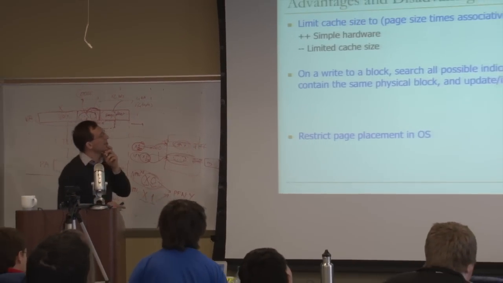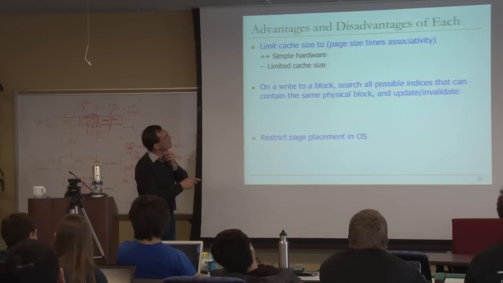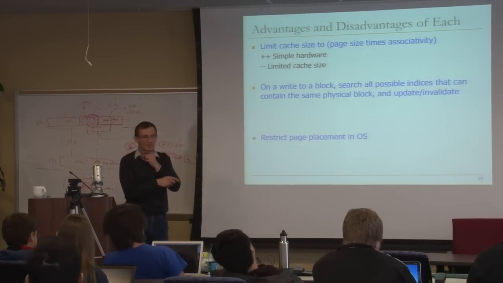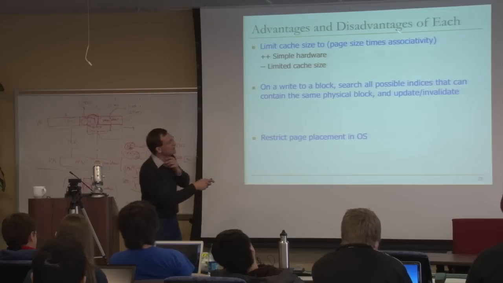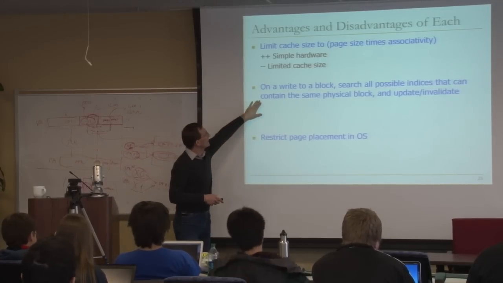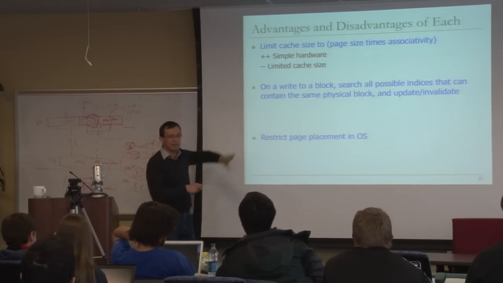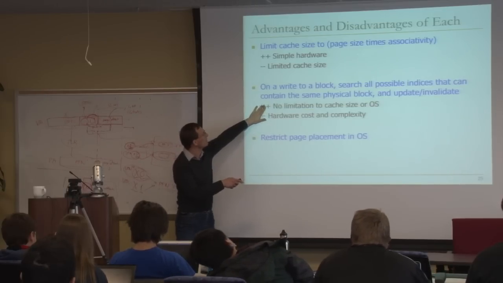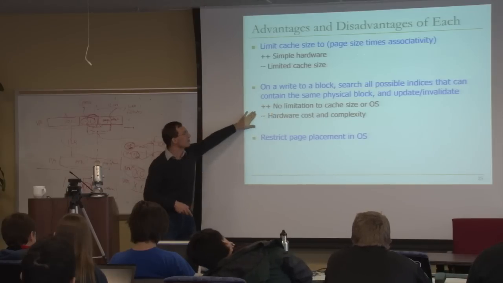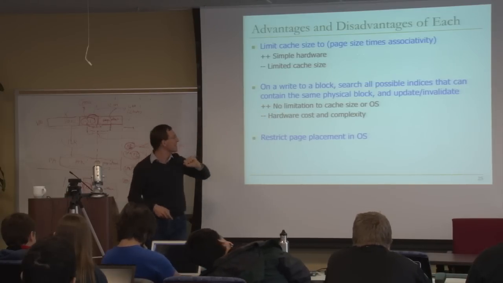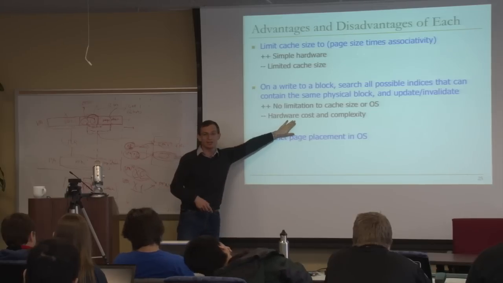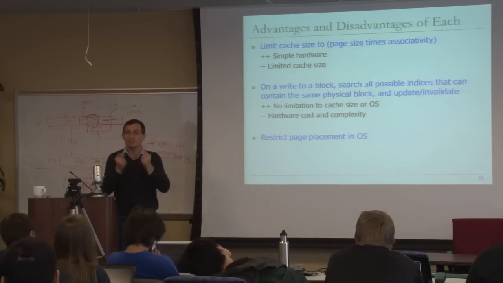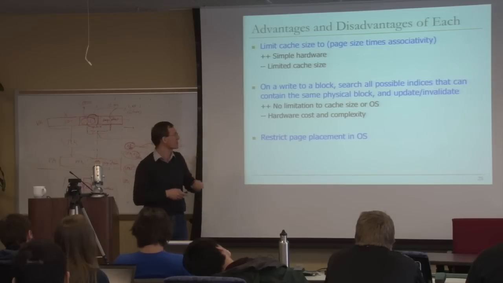The first one we've already discussed. If you limit the cache size to page size times associativity, you have simple hardware. But now you have limited cache size, especially if you want to keep associativity in check. The second hardware solution: on a write to a block, figure out all possible indices that can contain the same physical block and update or invalidate them. It's beautiful because there's no limitation to cache size or the operating system in this case. But now it incurs hardware cost and complexity. Also, you need to have ports into the cache, or you need to steal ports from the cache when no one is accessing it to do this check.